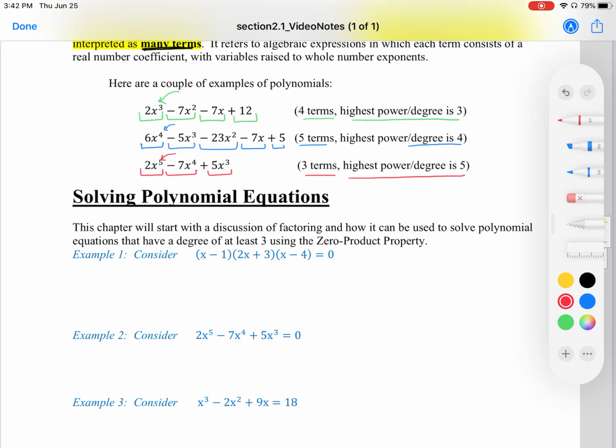Now, polynomial means many, but if we have 2, we can say binomial, and that means 2 terms. We can say trinomial, and we have 3 terms. And if we have just 1 term, we can always say monomial, or just 1 term.